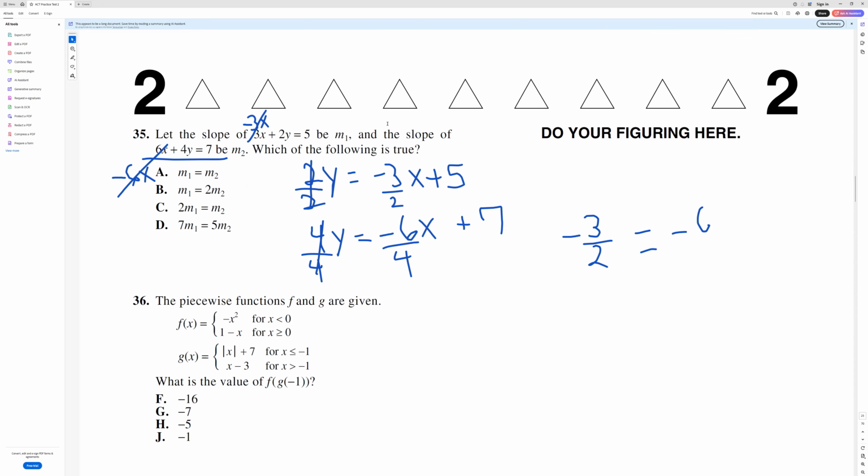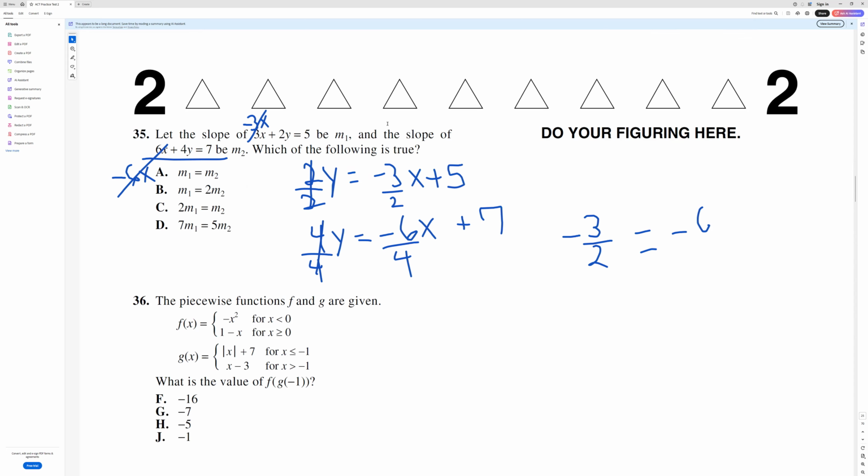We just care about the slope, which is divided by 2, divided by 2, divided by 4, divided by 4. So we get negative 3 over 2, and it's equal to negative 6 over 4, because you can divide this by 2 and you get negative 3 over 2. Or let's cross multiply and see if they're equal. 4 times negative 3 is negative 12. Is that equal to 2 times negative 6? Yes, negative 12. So they are the same slope, A.